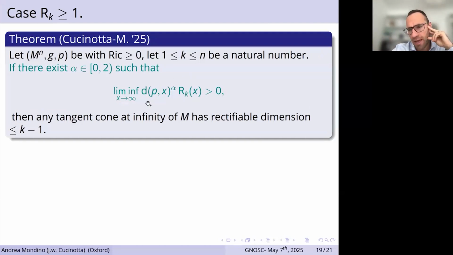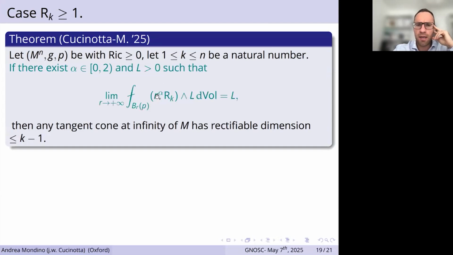It goes to 0 at not faster than 1 over distance to power 2. Okay, so this is still pointwise, but actually we can go even further in relaxing this assumption. We can even ask an asymptotic integral condition of positivity on the smallest eigenvalues of the Ricci.